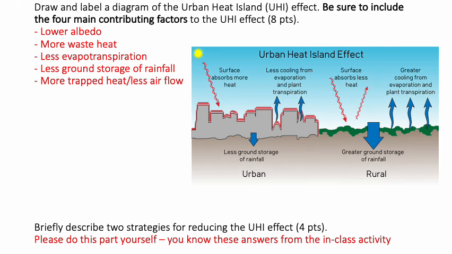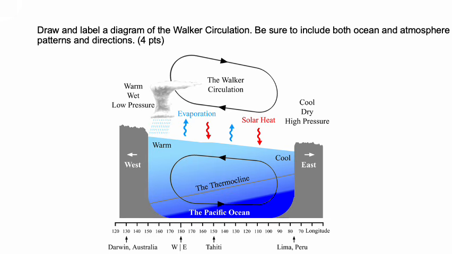In this one, I'm asking you to label a diagram of the Walker circulation. Be sure to include both the ocean and the atmosphere patterns and directions. So when I say the atmosphere pattern, by that I mean the trade winds, which are blowing from east to west. And you can see that you don't have to draw the thermocline. I'm not going to ask you to do that. But I do want you to indicate where the warm waters are and where the cool waters are.